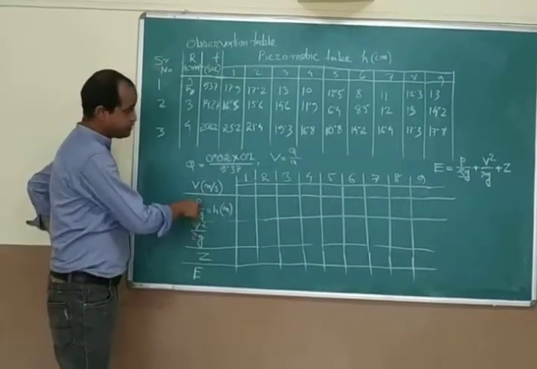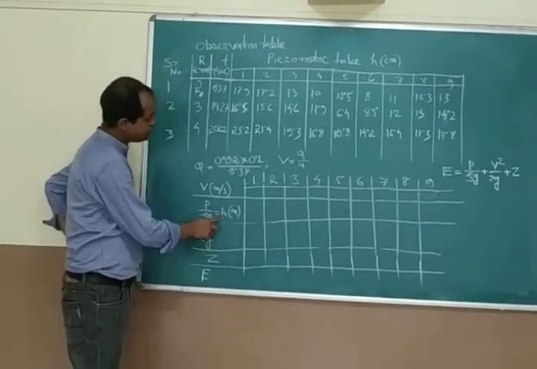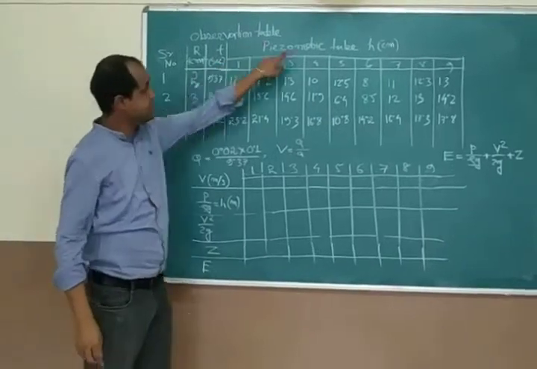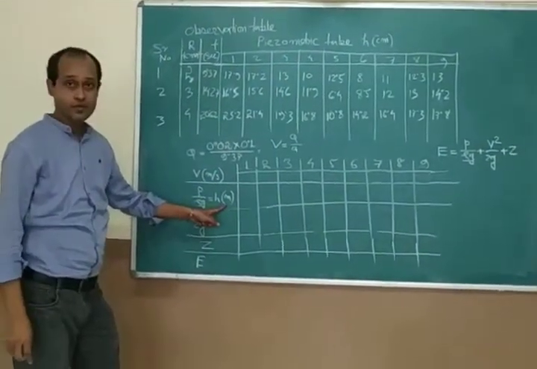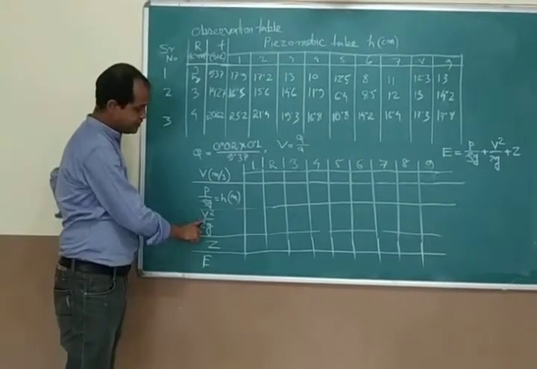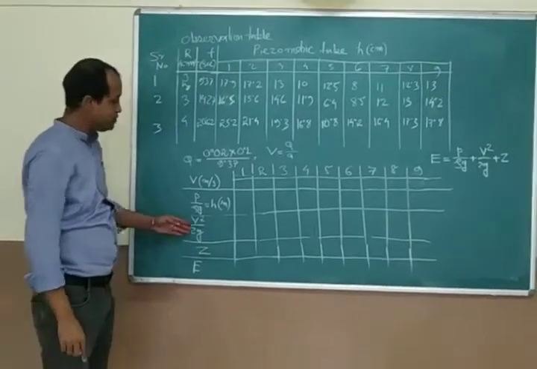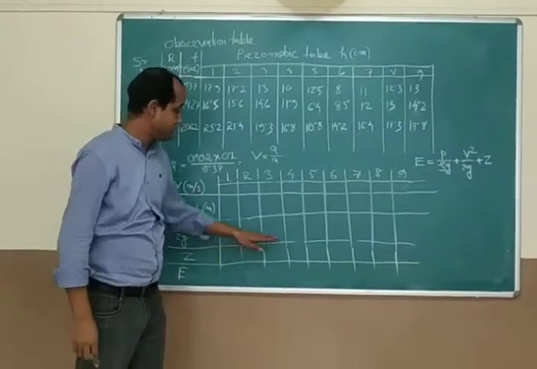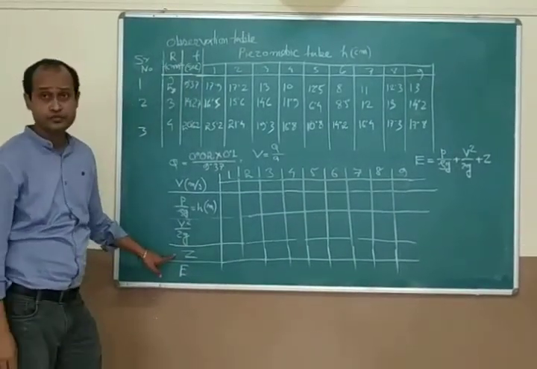After finding out the velocity, you have to find out P by rho g, which is equal to your h. But here h is given in terms of cm. You have to convert this into meter. Okay. You will get V, so you can easily find out V square by twice g. Right. So from this you will get another table here. Here Z is 0.